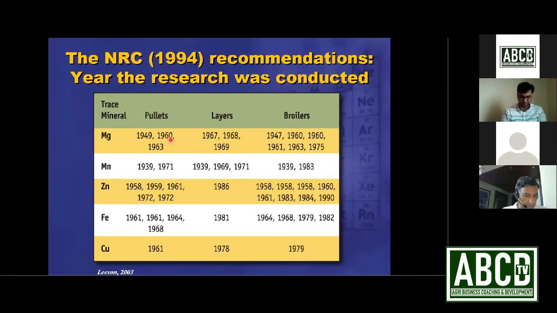The situation today wouldn't be that much different from 1994, because of the difficulty you have in breeder trials. Most researchers don't like to work with breeder trials because it's very difficult, and by the end of the trial, you may lose everything. So they prefer to work with broilers, which is faster, or with layers. So you do not find that much data in terms of breeders.